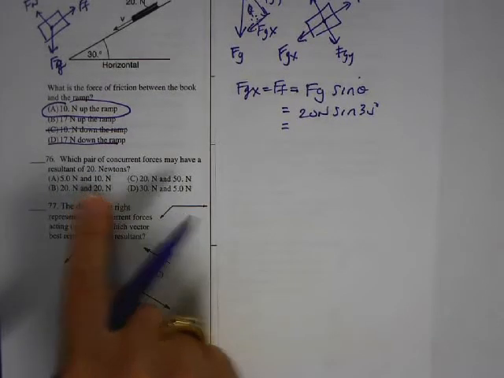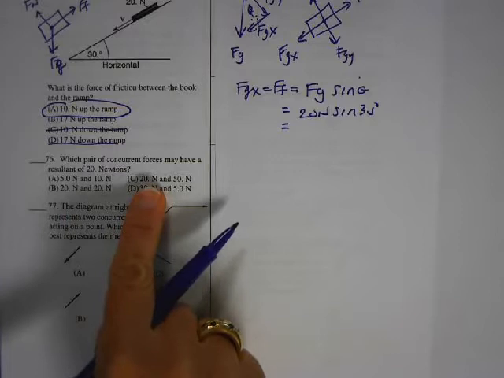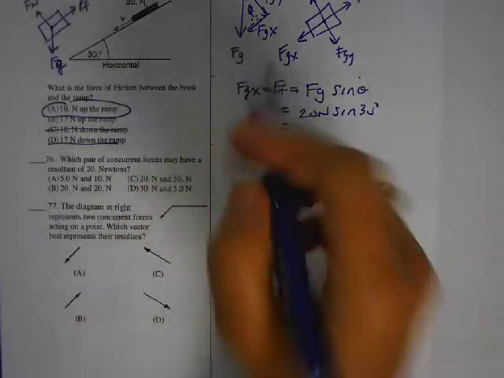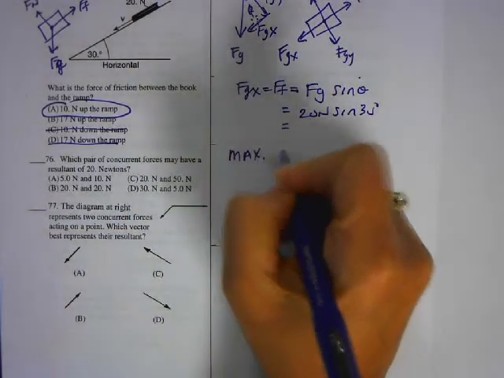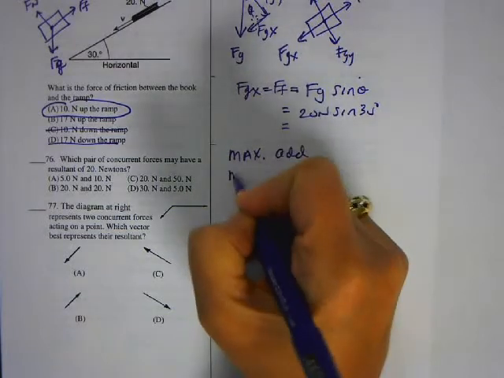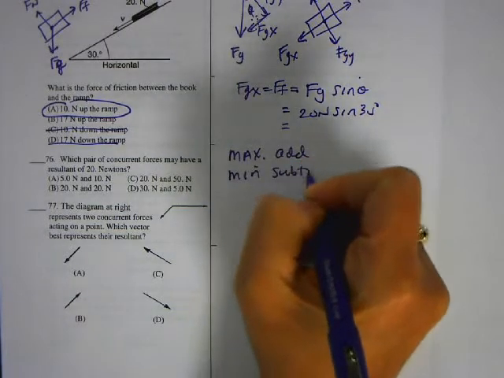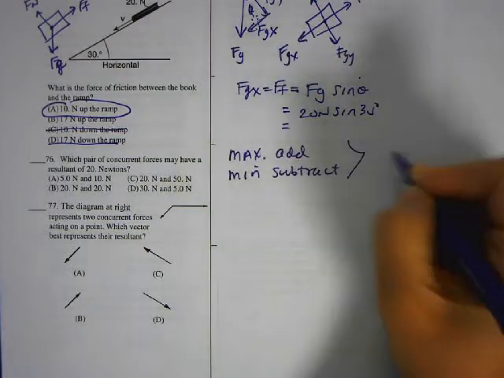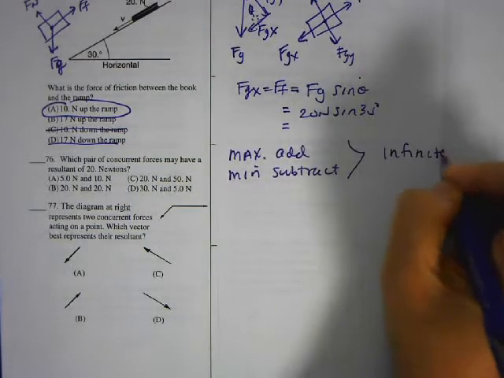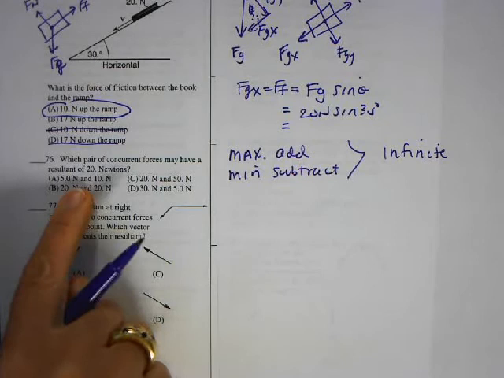So what I'm going to do for all of these is look at all the choices and find the maximum and the minimum. The maximum is when I add them together, and the minimum is when I subtract them. And then, again, I can have an infinite number in between the maximum and the minimum. So let's start with the first one.